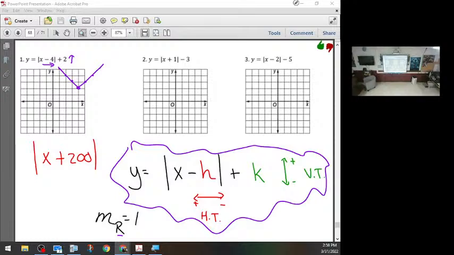Where is... God, this thing is running slow.